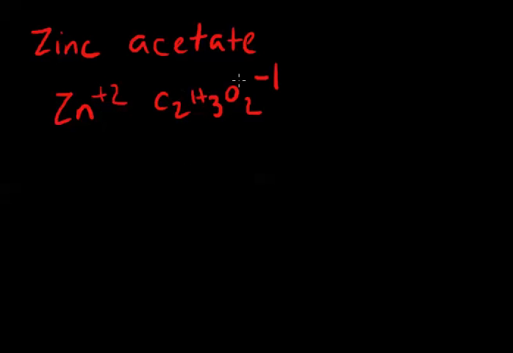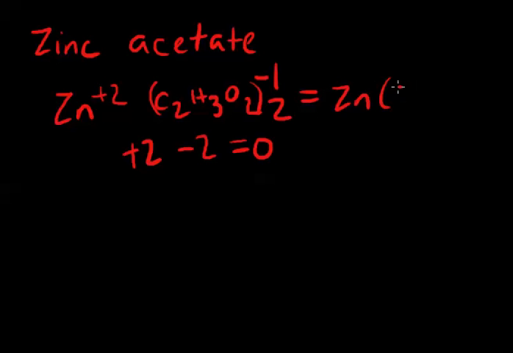So zinc is +2, acetate's -1. So how many acetates do we need so this adds up to 0? Well, if this is +2, we're going to need 2 acetates, because 2 times -1 will give us -2. This zinc is +2, so that will add up to 0. So our formula is Zn(C2H3O2) with the 2 outside. There is zinc acetate. Let's look at one more example together.